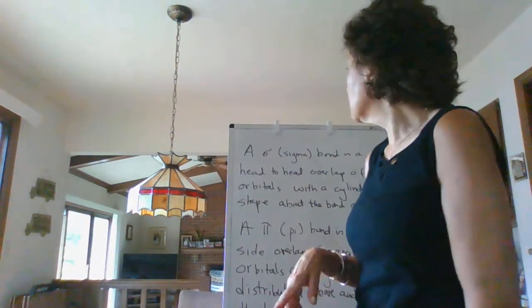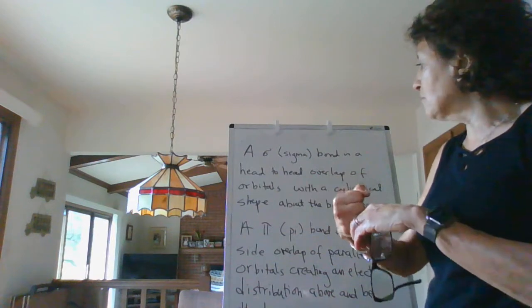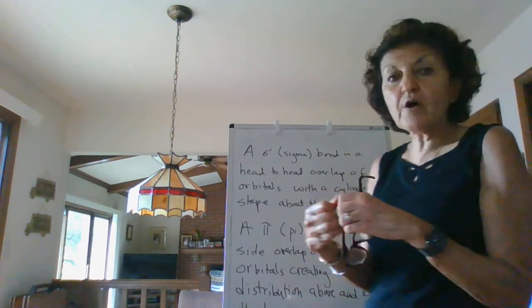Okay, last video of chapter 10, two new terms. When we're talking about covalent bonds, there are two types of covalent bond, a sigma bond and a pi bond. So here are the definitions. A sigma bond is the head-to-head overlap of orbitals with a cylindrical shape about the bond axis.